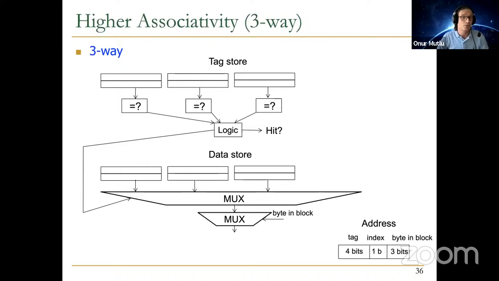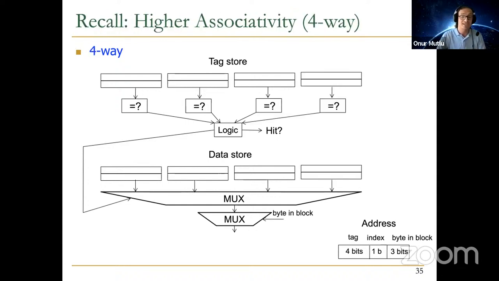But now I'm going to remove one way. This is a three-way cache, and it works perfectly fine. Nothing differs, basically. So a three-way cache is possible, and the address doesn't change either, as you can see.